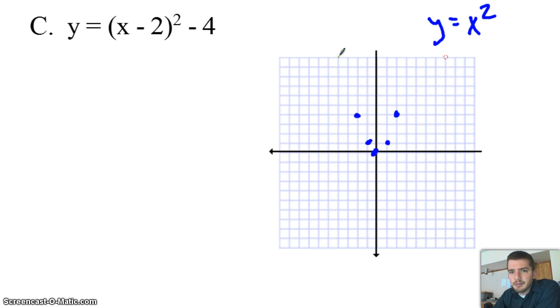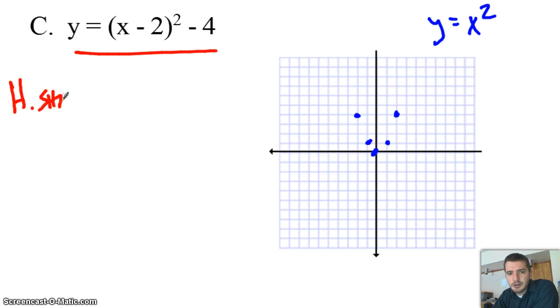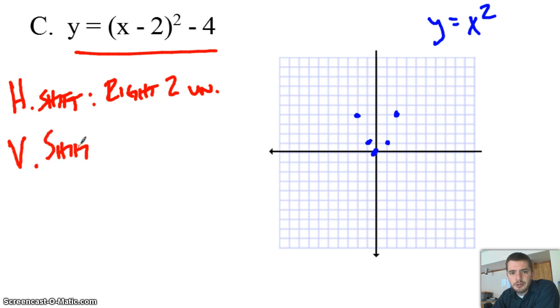And I'll do this in red. So again, you see here I've got, let's say, H shift. Okay, the horizontal shift is going to be inside. Remember, inside is opposite, so it's actually going to be going to the right 2 units. And then the vertical shift is going to be, okay, so down 4, or -4, so that means it's going to go down 4 units.